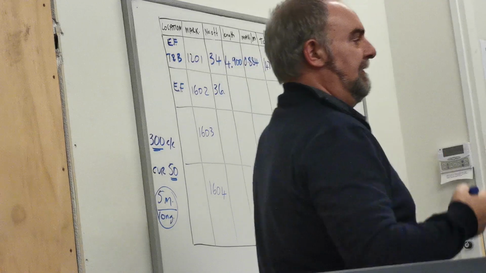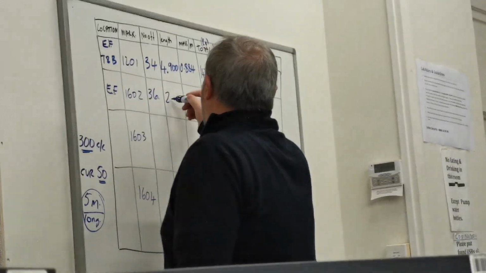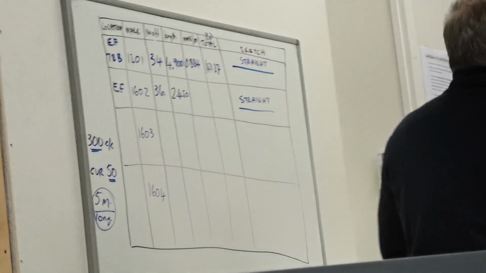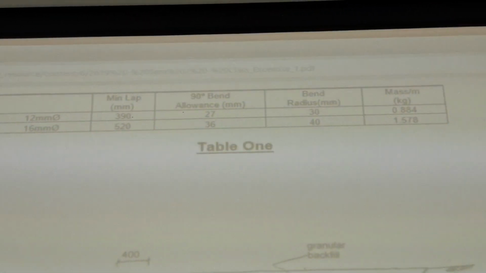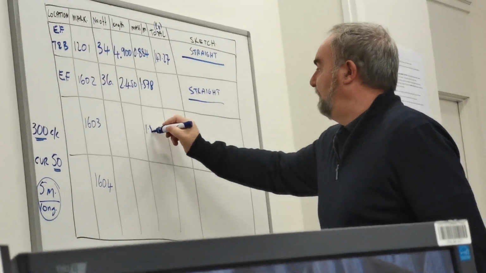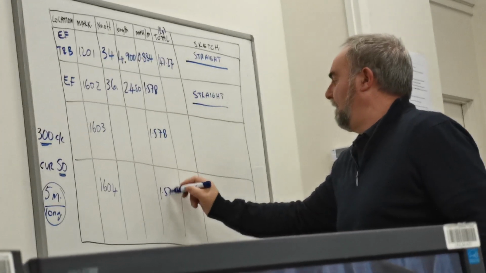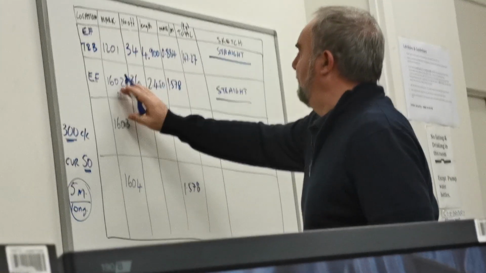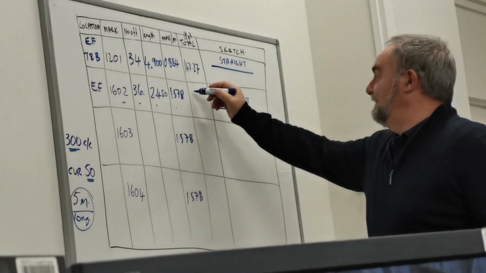How long is the bar? By my calculation, it is 2,500 minus the cover at the top. So that'll be 2,450. And what is the mass per meter of a 16mm bar? Well, it says at the top of that diagram there, 1.578. In fact, they're all 1.578. And if we multiply that by that, 139.18, close.